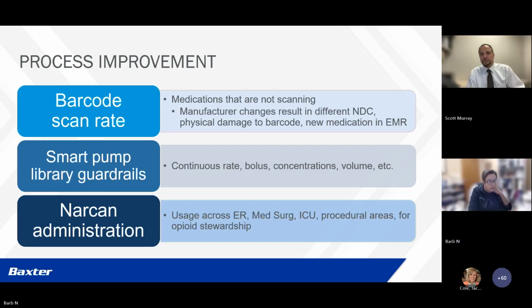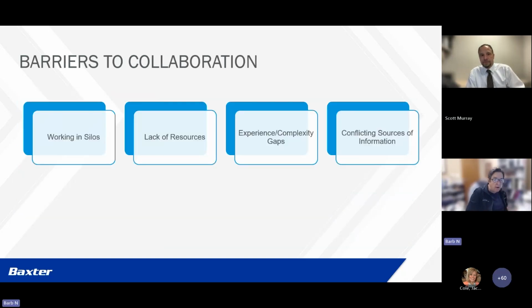Next slide. So we're going to talk a little bit about barriers and then get to our case studies. So again, the barriers are important. We work in silos. Pharmacy might be just a voice at the end of the phone, or they may be a very integral part of how I do practice as a nurse. Lack of resources, briefly on experience, complexity gaps, and conflicting sources of information.